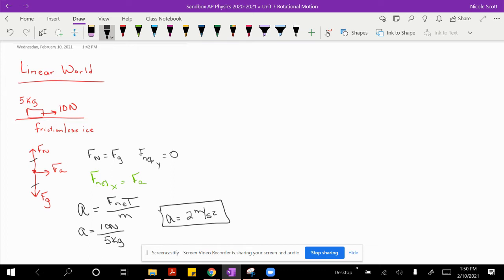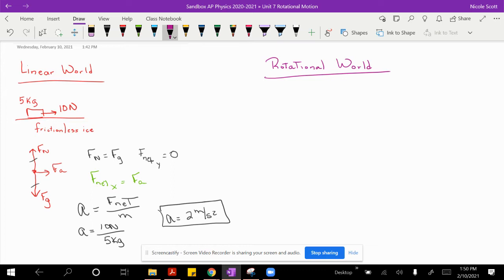All right, now the new news. We're not living in the linear world anymore. We're living in the rotational world. And the good news about our rotational world is everything's the same. Newton's laws still apply, but it's just slightly different. And that's the thing that is sometimes confusing. But don't let it be.